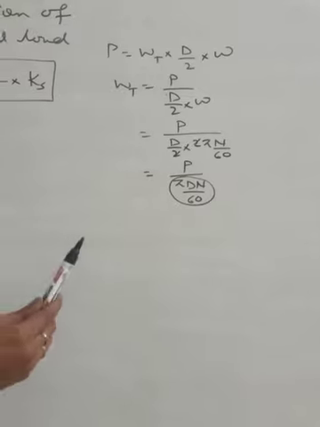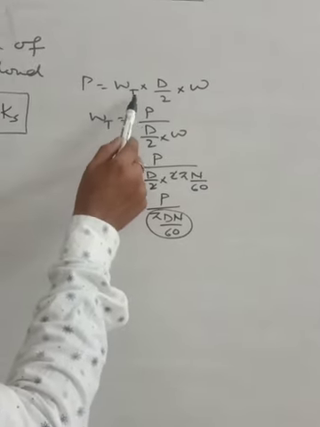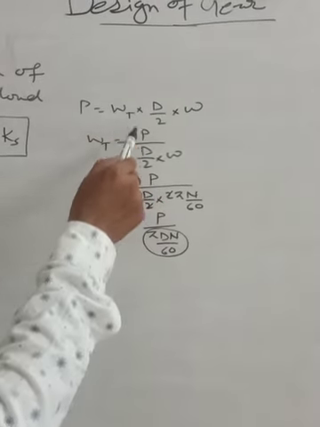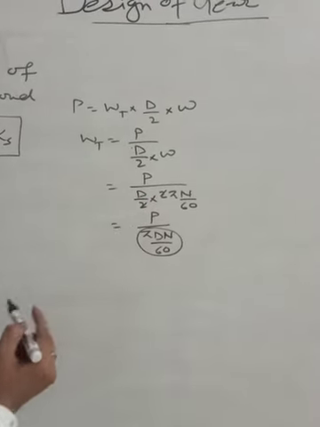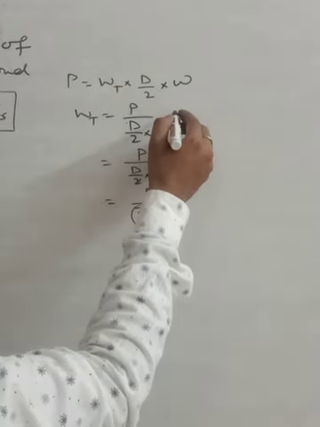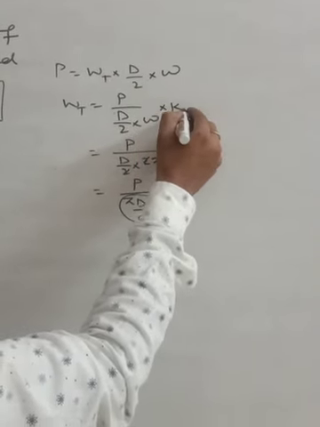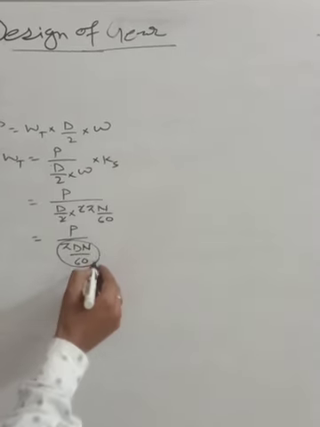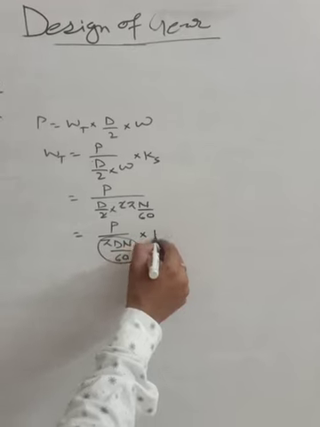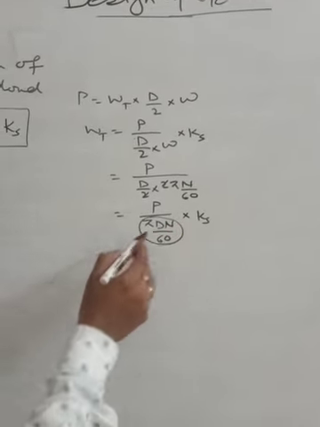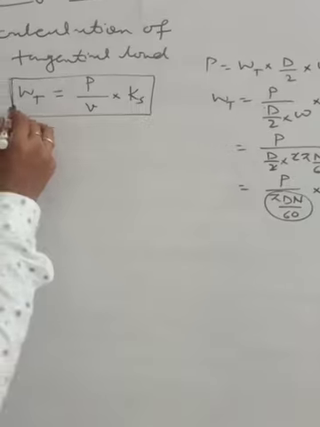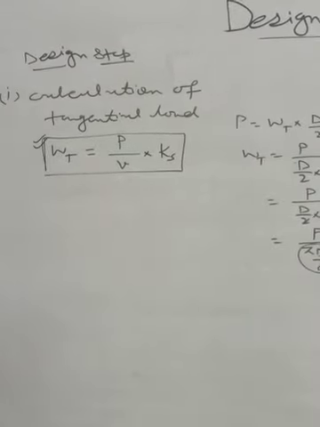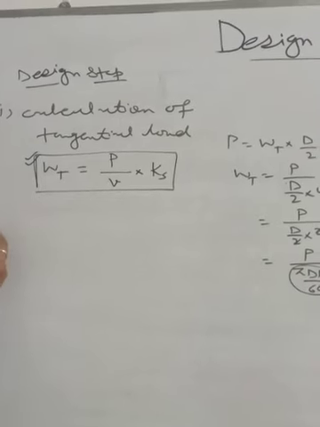If we are considering that this torque transmitted is the minimum torque transmitted, then this is without considering the service factor. But if we are considering a service factor, then multiply by the service factor Ks. It means this tangential load can be calculated by the help of this equation. This service factor can be found from the design data book.